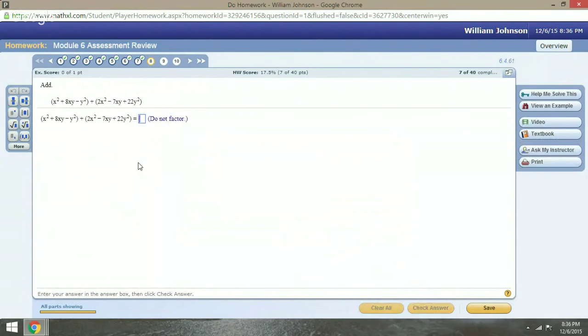Okay, so add, do not factor. So this is literally going to be 3x squared.